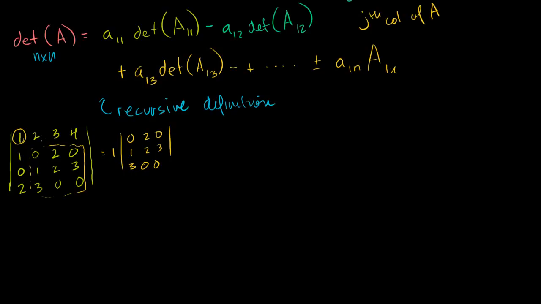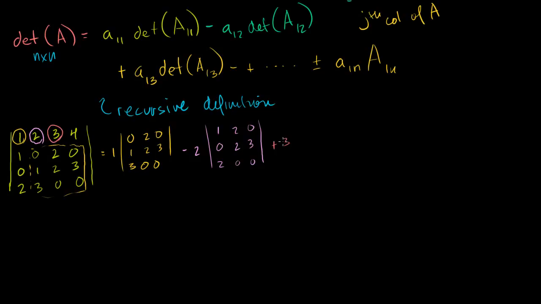Then I'm going to have a 2, but I'm going to switch signs, so it's minus 2. Minus 2 times the determinant, if I get rid of that row and this column, so it's 1, 2, 0. I'm ignoring the 0 because it's in the same column as the 2. 1, 2, 0. 0, 2, 3. And then 2, 0, 0. And then I switch signs again. It was a minus, so now I go back to plus.